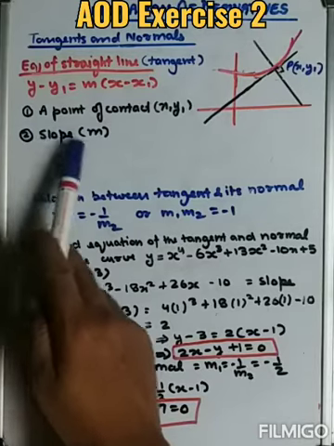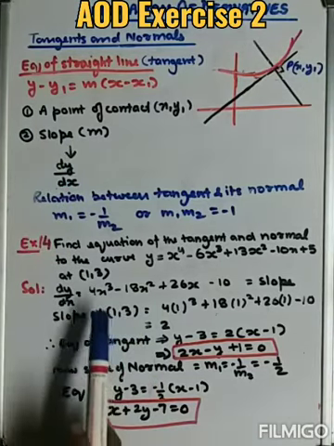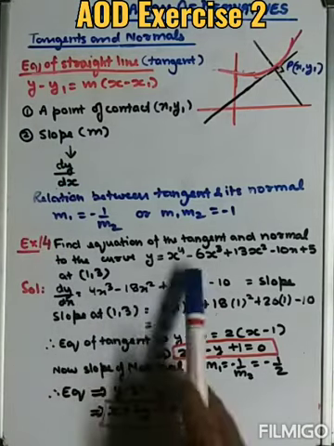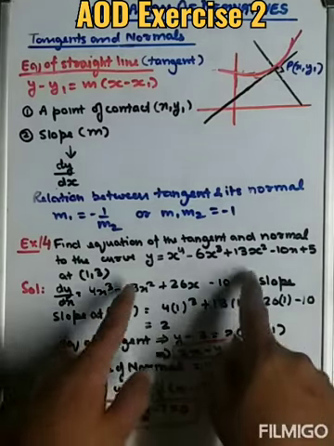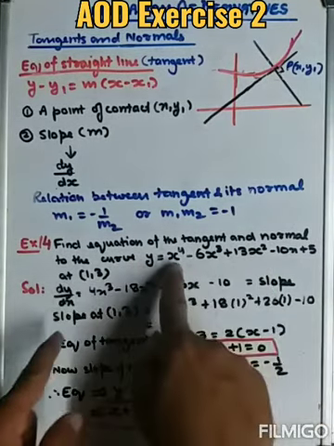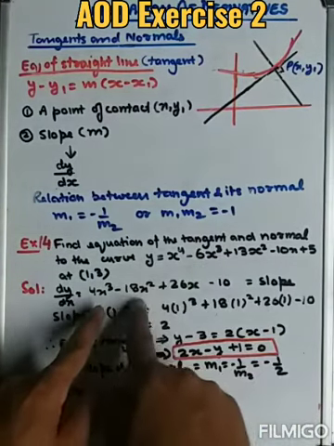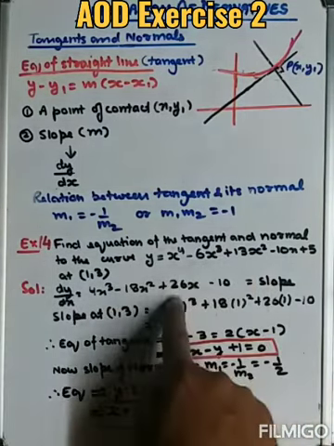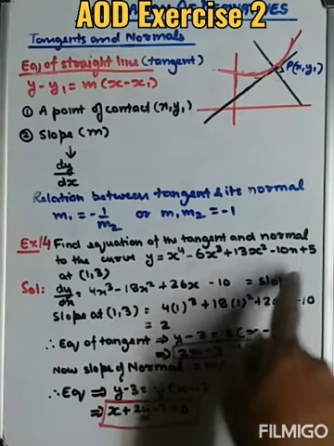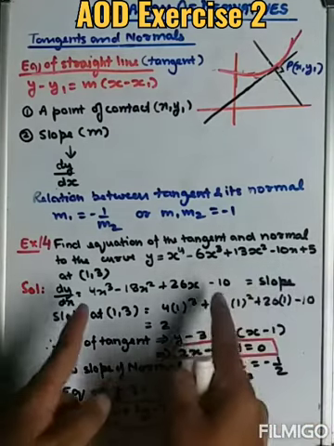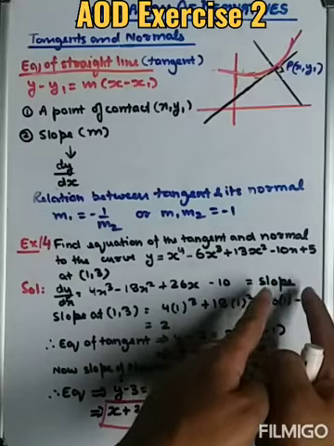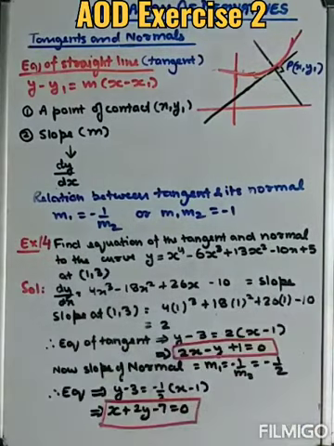How to find the slope? By differentiating the given equation, the equation of the curve. Differentiate this equation of the curve. x to the power 4 gives 4x cube. This is 6 times 3, 18 x square, 26 x, 10, and 5 is 0. So this gives the slope of any tangent to this curve.